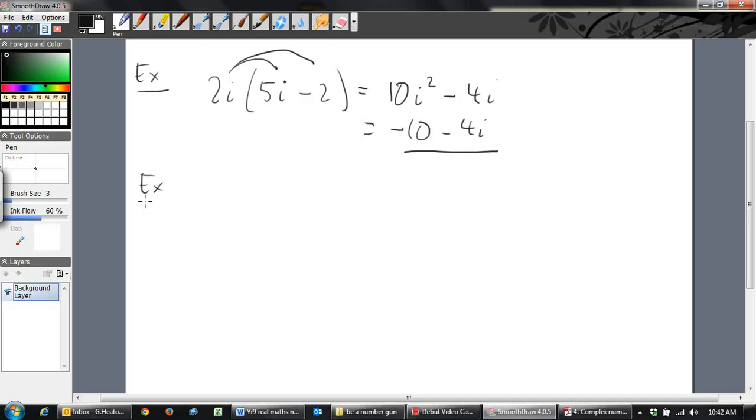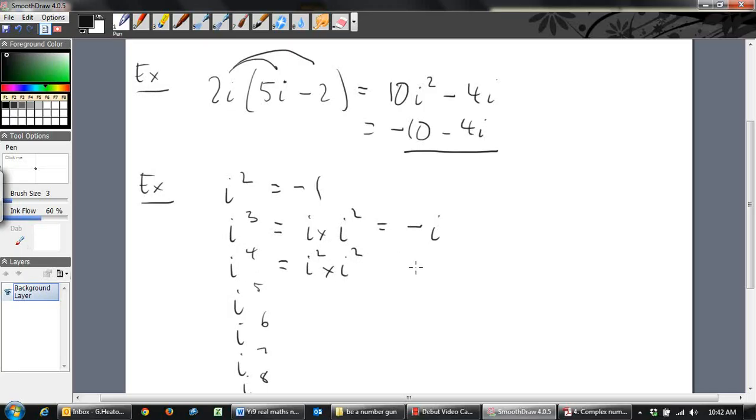Just the last sort of thing is to find, well, what's i squared equal to, what's i cubed equal to, i to the 4, i to the 5, i to the 6, and let's just do, I'll squeeze it in, i to the 8. Let's just have a look. i squared, we know, is negative 1. Now i cubed, what's i cubed equal to? Well, that's i times i squared, isn't it? So that means i squared is negative 1, so that's actually negative i. What's i to the 4? i to the 4 is i squared times i squared, which is negative 1 times negative 1, which is 1.